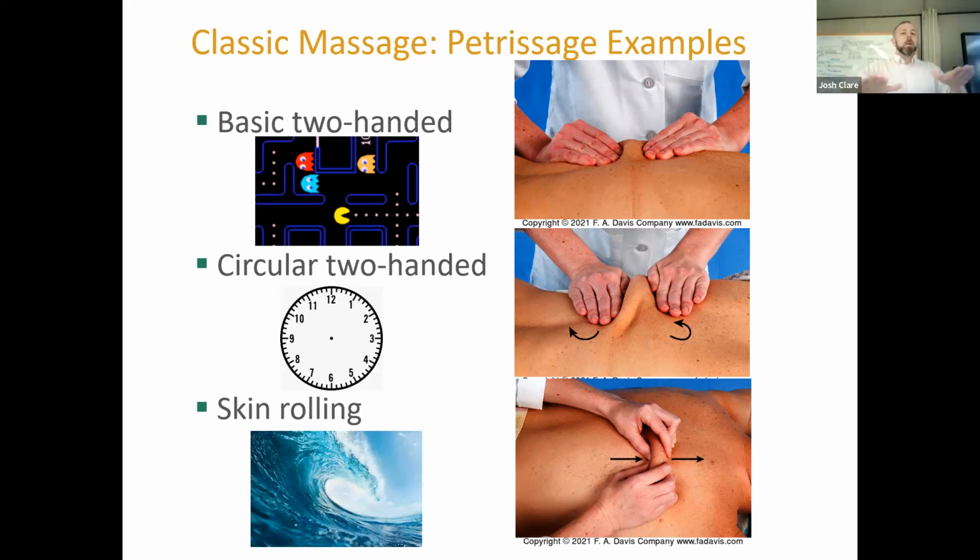Circular two-handed, hands moving in circular directions, almost like the Karate Kid. Wax on, wax off, right? So we could do that. And then skin rolling, this will be your favorite because you're tied to the ocean. So we're going to pick up this skin and we're going to roll it underneath our hands. Would you mind if we?